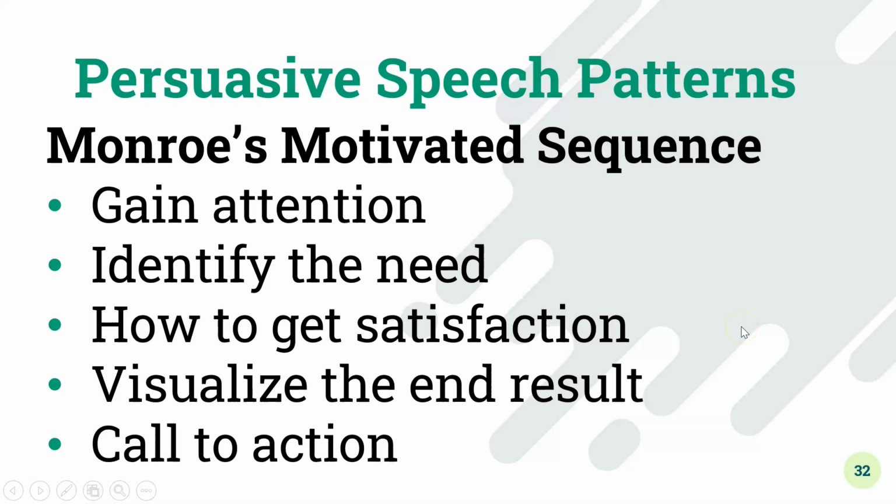And then we come to Monroe's motivated sequence. In the 1930s, Alan Monroe looked at sales presentations and transformed them into a step-by-step method for organizing a persuasive speech, and it became known as Monroe's motivated sequence. So you get attention, you say something striking or tell a story to get someone's attention, and then you identify the need. What is it that's needed? What's really the problem? And then you explain how your audience can satisfy that need.